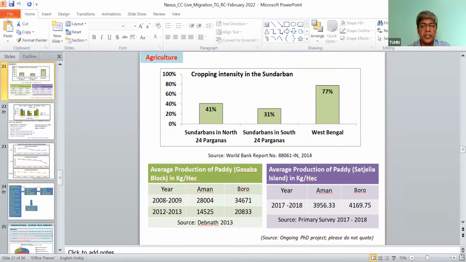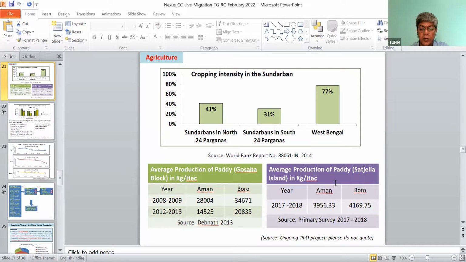And if we see the agriculture part, the cropping intensity in the Sundarban, this is the North 24 Parganas Sundarban, this is 41%. South 24 Parganas Sundarban is 31%, whereas the state cropping intensity is 77%. So much higher than the Sundarban cropping intensity. And this is the Gosaba block, just for example. In 2008-9, the Aman cultivation was like this, and the Boro cultivation was like this. So it has dropped in 2012 and 13.